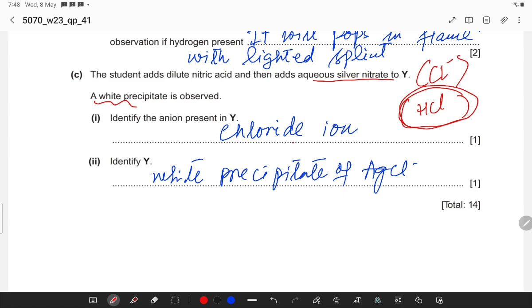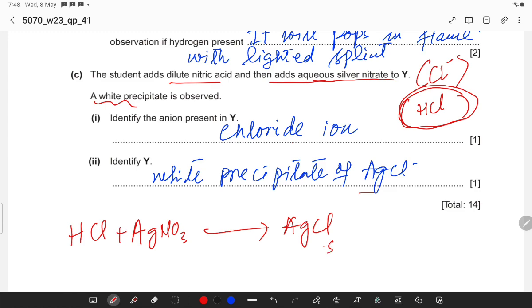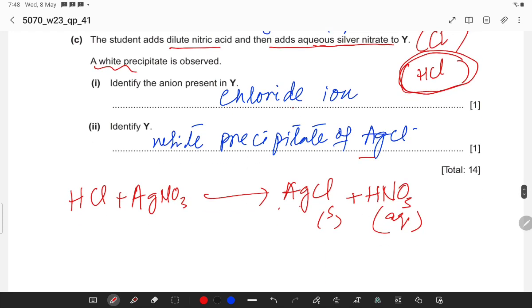Identify Y, white precipitate of AgCl. You know, dilute nitric acid and then add silver nitrate. Then we add silver nitrate in HCl solution Y. What is formed? AgCl solid and HNO3 aqueous. So this is the white precipitate of silver chloride.